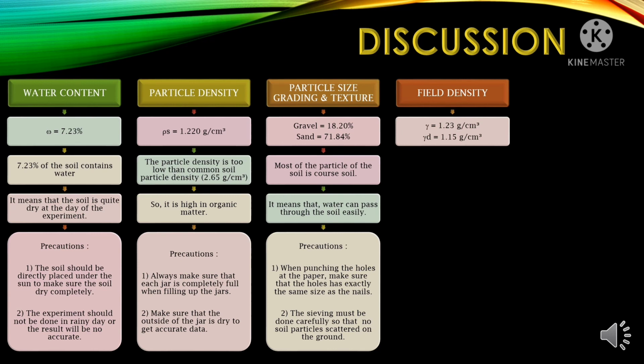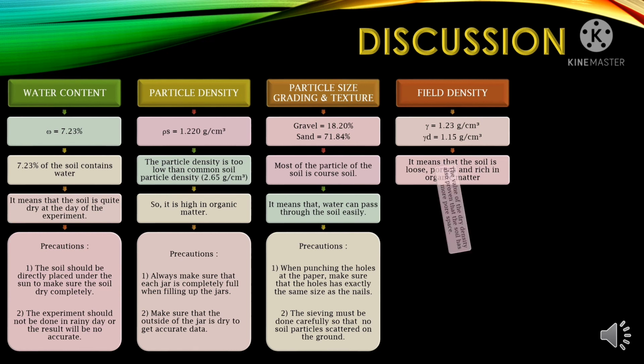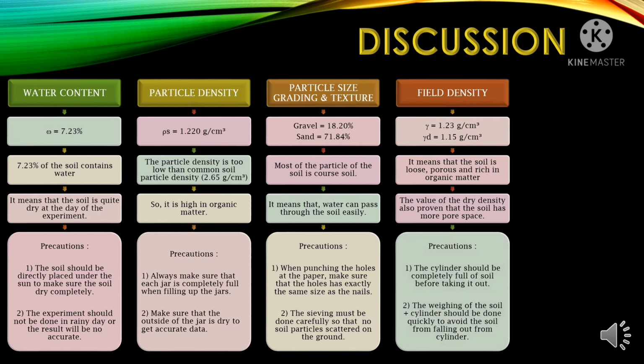The fourth one is the unit weight test. The unit weight of the soil is 1.23 gram per cm cube, and then the dry unit weight is 1.15 gram per cm cube. It means that the soil is loose, porous, and rich in organic matter. The value of the dry density also proves that the soil has more pore space. As a precaution, the cylinder should be completely full of soil before taking it out. And then the second one is the weighing of the soil plus cylinder should be done quickly to avoid the soil falling out from the cylinder.